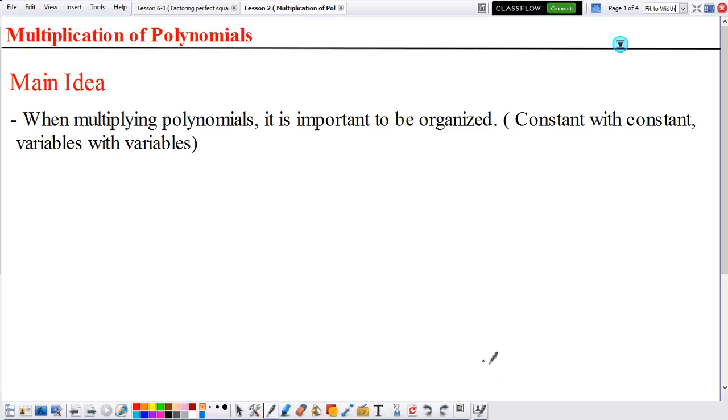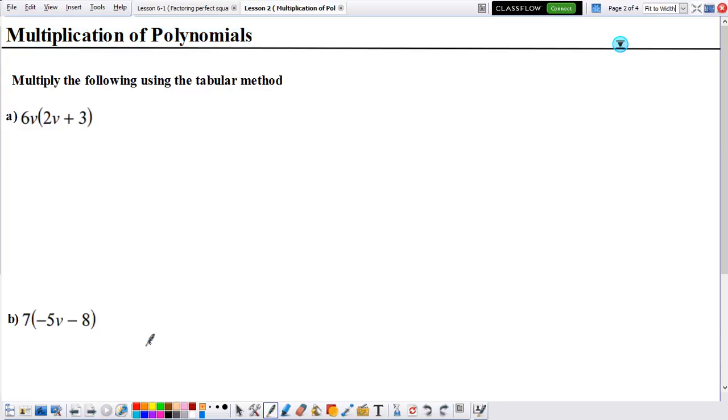Today, we're going to take a look at how we multiply polynomials. One thing to keep in mind is that when we're multiplying polynomials, it is important to be organized: we're going to be multiplying constants with constants and variables with variables. We're going to see two methods here. The first method is called the tabular method, which some people refer to as just the box method.